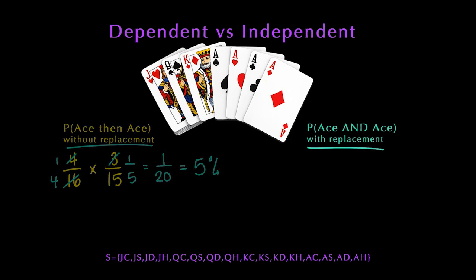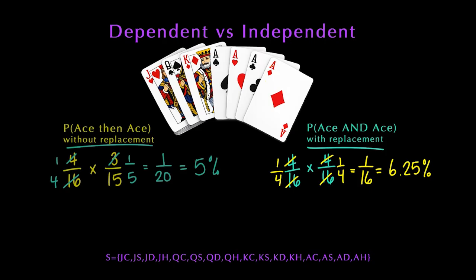So same situation, an ace, then an ace. So I have a 4 in 16 chance of drawing an ace, but I'm going to put it back this time. So now that's a 4 in 16 chance. So the chances here are the same. I'm going to go ahead and reduce it. So I know this is 1/4, and I know this one is also 1/4, which equals 1/16. And I know that 1/16 is a little bit bigger than 1/20th. If I do the math, it comes out to 6.25%. So it's just a little bit larger than the without replacement.